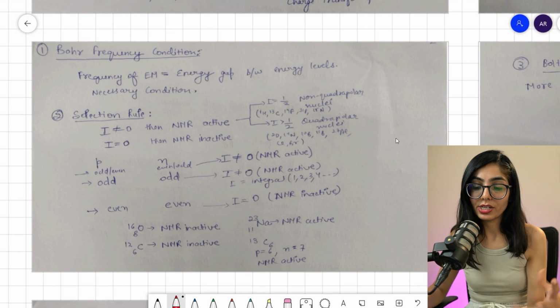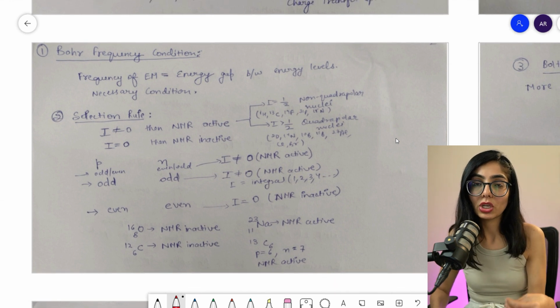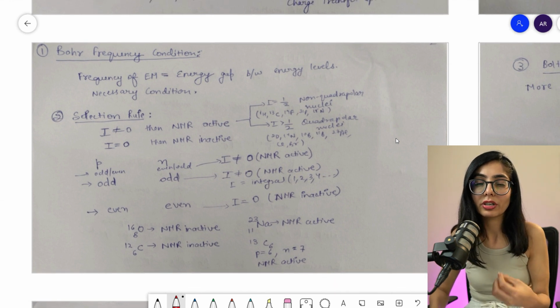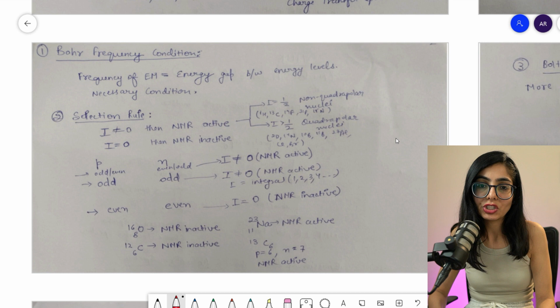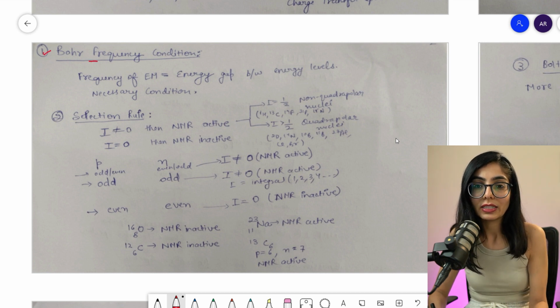Now we are heading to a little bit important part. Those are conditions, and those are different aspects of any spectroscopy. So these conditions should be satisfied when it comes to the spectroscopy, organic spectroscopy part. So the first condition is the Bohr frequency condition. That means frequency of EM. EM means electromagnetic radiation. Frequency of EM should be equal to the energy gap between energy levels.